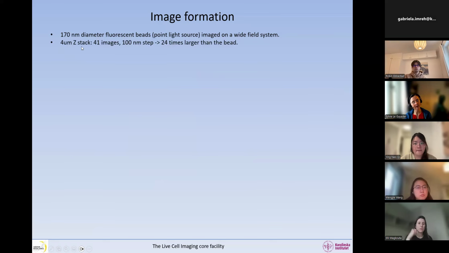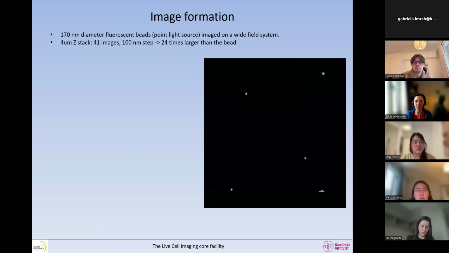And I took a Z stack through the bead, and it was a 4-micron Z stack. So you see, my bead is 170 nanometers, so it's a very small bead, but I took a very, very big Z stack compared to the bead, right? So I have 41 images, and the step from one Z plane to another is 100 nanometers. So this Z stack is 24 times larger than the bead. So maybe you would expect that when I'm out of focus, I don't see the bead, and when I'm out of focus on the other side, I don't see the bead. But this is not what happens.